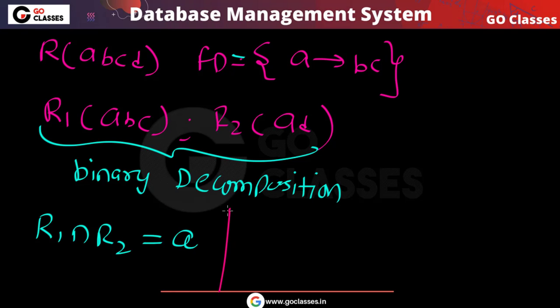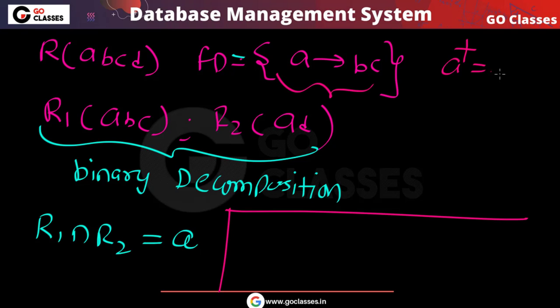Now let's check what this A can determine. In this set of functional dependencies, find the transitive closure of A. The transitive closure of A will be ABC. You can very easily notice that A can determine ABC.